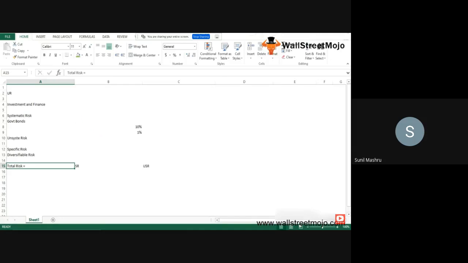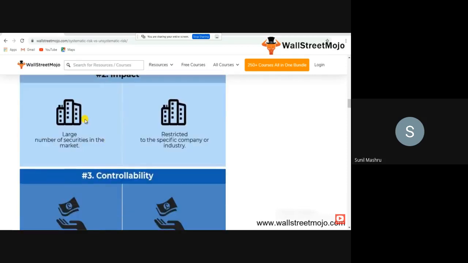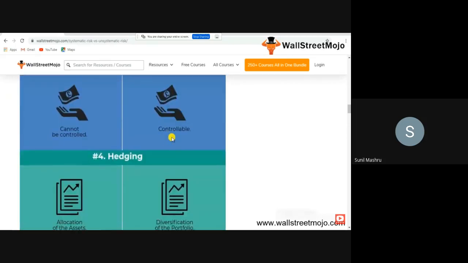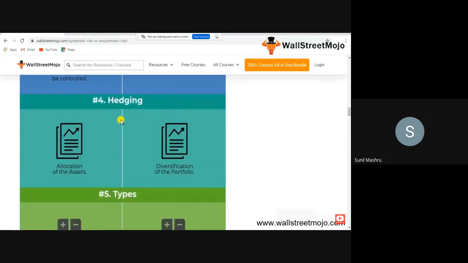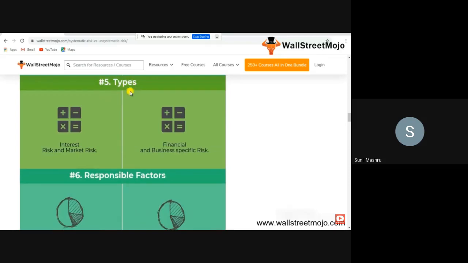Let's understand this with the help of the infographics to have a detailed eye view. We start with the meaning. Systematic risk is the threat associated with the market segment as a whole, while USR is the hazard associated with a specific security, firm, or industry. On impact, SR affects a large number of securities in the market, and USR is restricted to the specific company in terms of specific exposure. Controllability: SR cannot be controlled, while USR can be controlled with the help of diversifiability. Hedging: diversification of the portfolio will do the hedging, and allocation of assets will help us do the hedging.